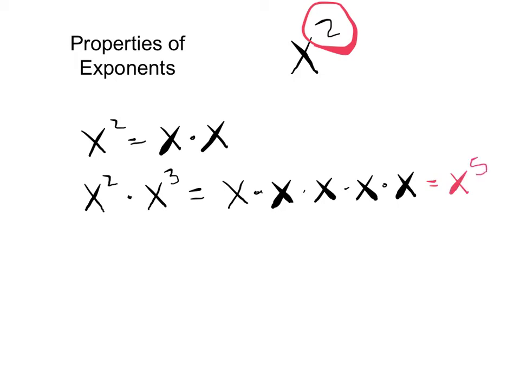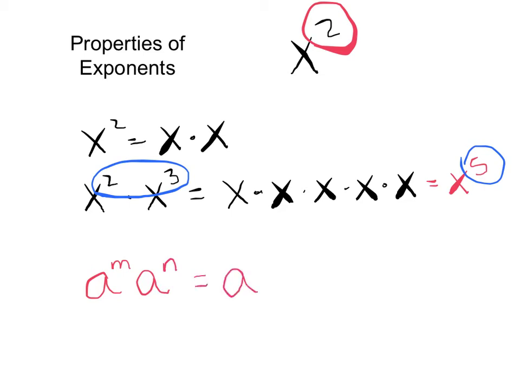Now what I want you to do is look at the exponents that we started with, the 2 and the 3, and then look at the exponent we ended up with, 5. This leads us to our first property of exponents. One of the properties of exponents has to do with the products. So if we had a to the m times a to the n, we could simplify this by saying a to the m plus n. We just add the exponents together. We did that in that example above. So that is our first property of exponents.